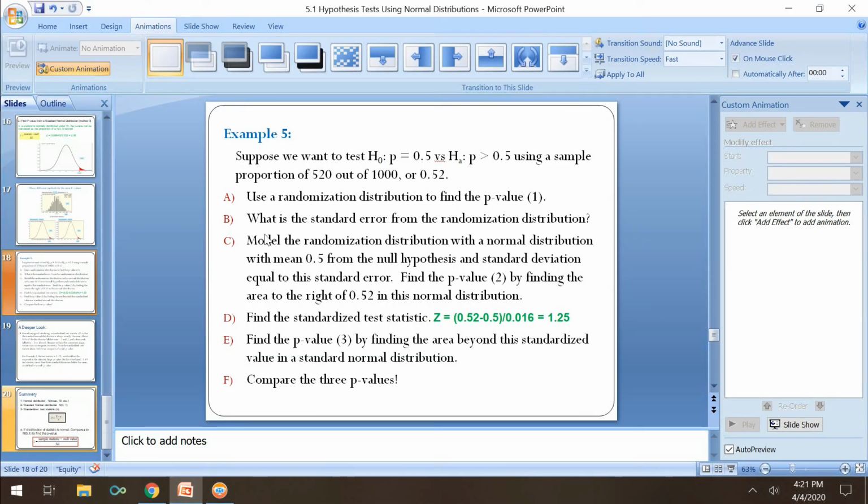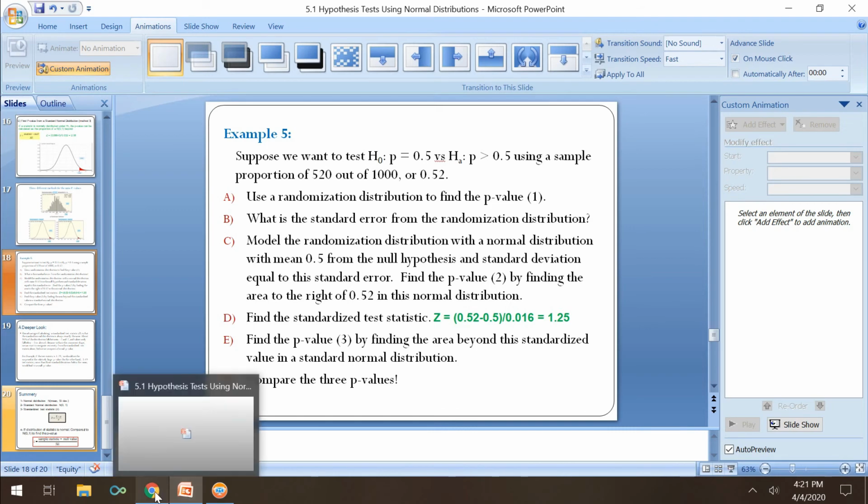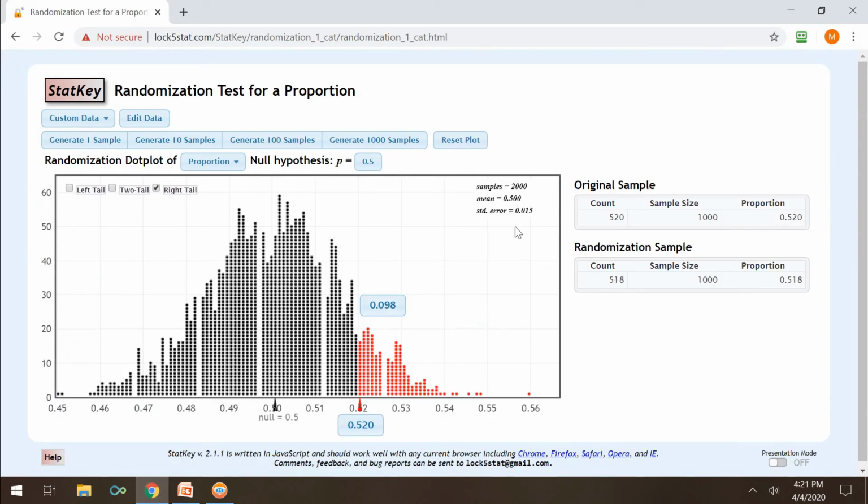Part B is asking, what is the standard error from the randomization distribution? So for this one, you will go back to your randomization distribution, and the standard error should be always in this corner. So the standard error is 0.015.